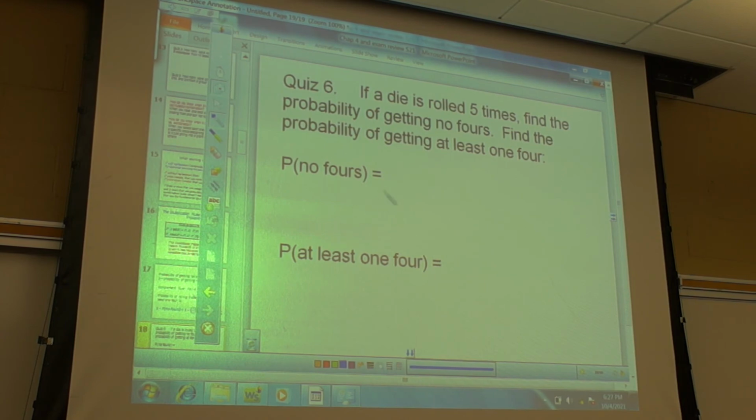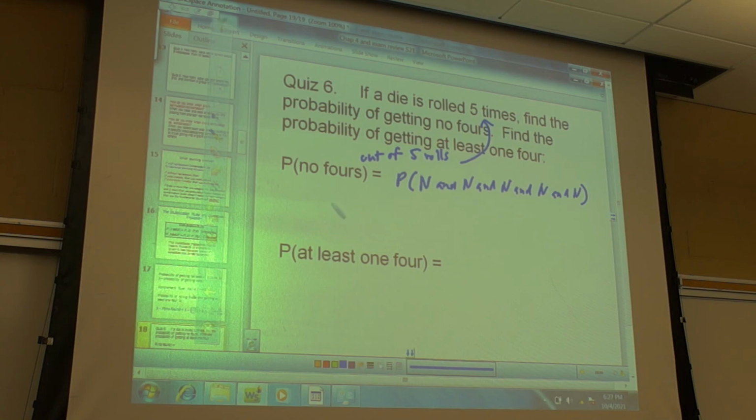Okay, so folks. All right, so no fours. No fours means I have out of 5 rolls, right? Everybody understand what you're saying? I'm like, okay, so that means that the first one's not a 4. So that means it probably is no, and no, and no. How many of these? 5 of them.